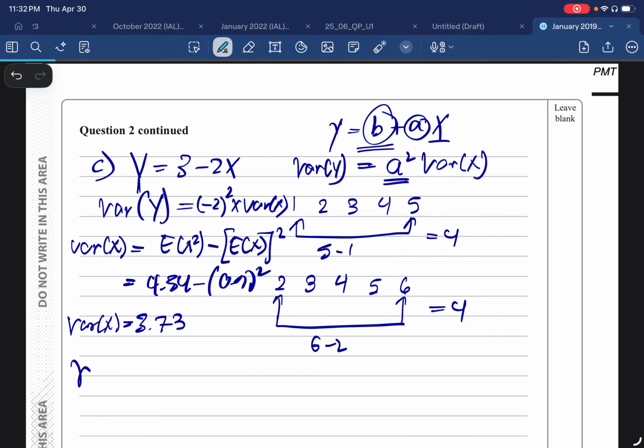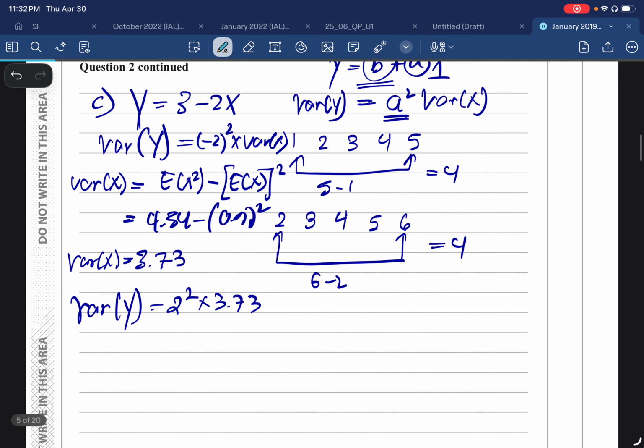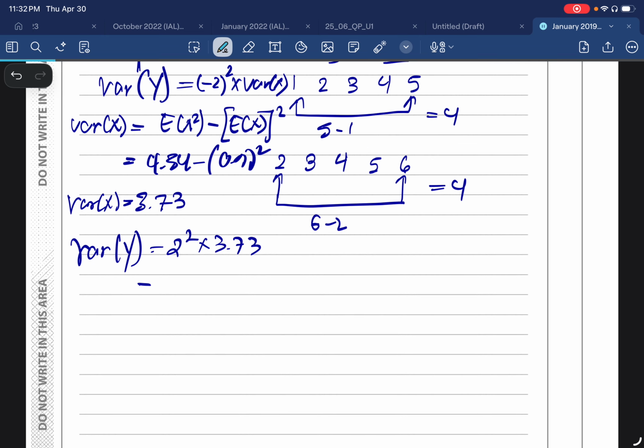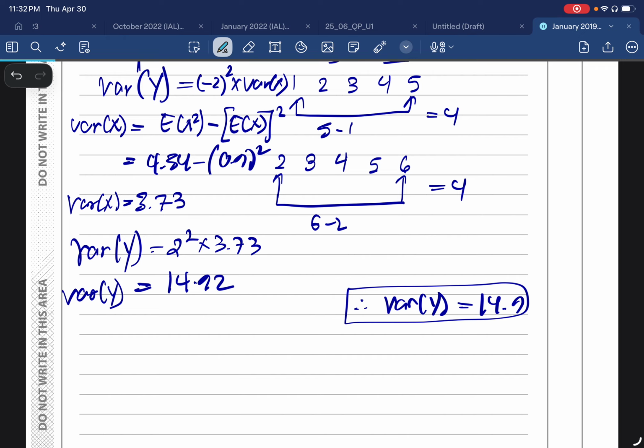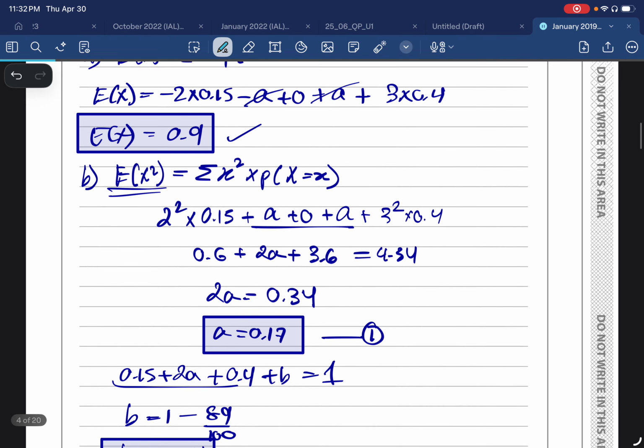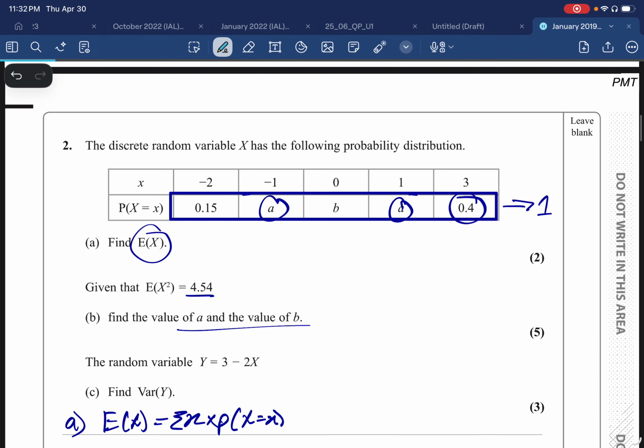So now we can say variance of y is going to be 2 squared times that. 2 squared times 3.73 is going to give us a value of 14.92. Remember to write it in 3 significant figures. So our answer is going to be 14.9. That concludes this question of discrete random variable.